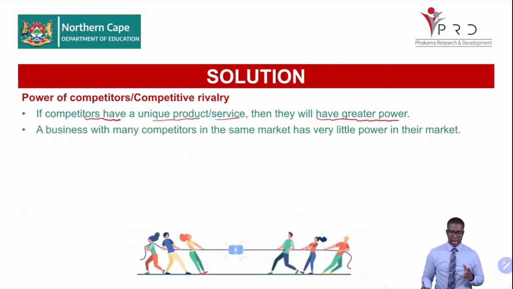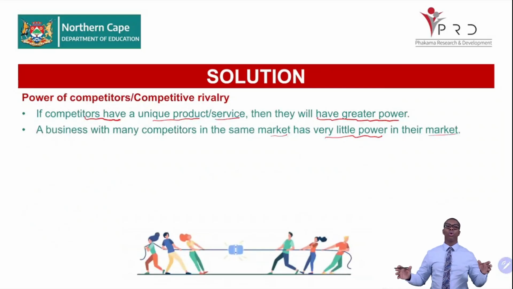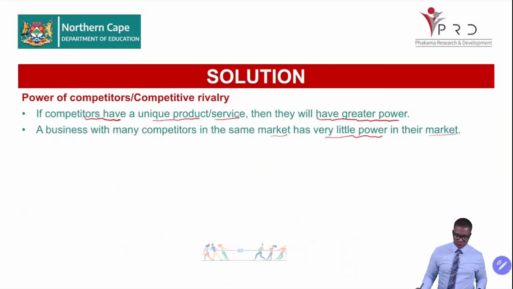Another one is a business with many competitors in the same market has very little power in that market, because there's so much competition, meaning you are selling, and in that marketplace, there are also 20 other businesses that are selling what you are selling, meaning you have little power to say you are in control because the information on what is being sold is easy to find.